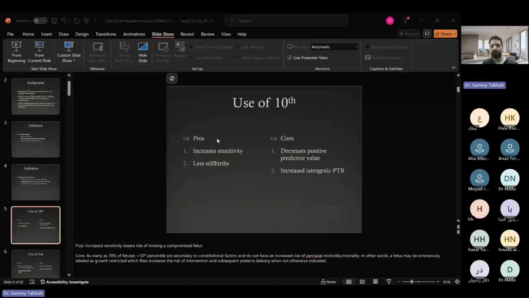The other problem with the definition of growth restriction is that there's not a distinction between babies who are truly growth restricted versus babies who are small but normally small according to their genetic profile. So if you have families that are relatively shorter in height, then they will produce smaller babies, and that's normal for them. But the definition of growth restriction does not distinguish between the two of them very easily.